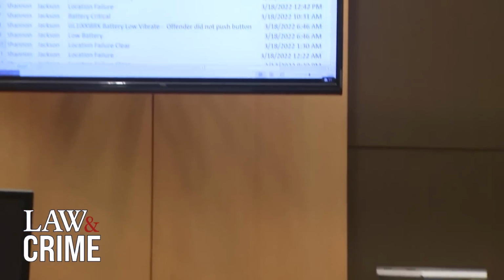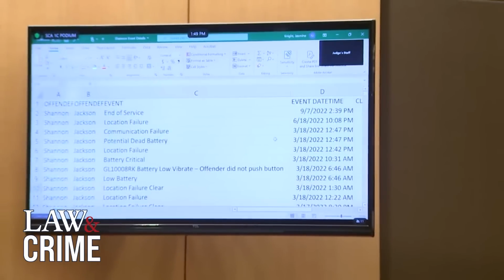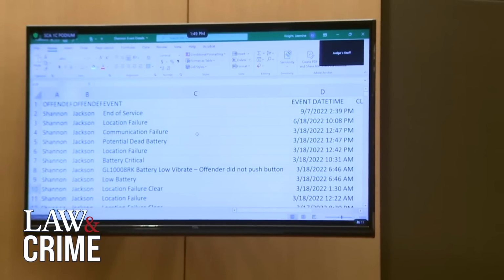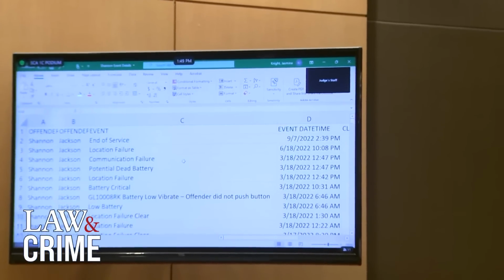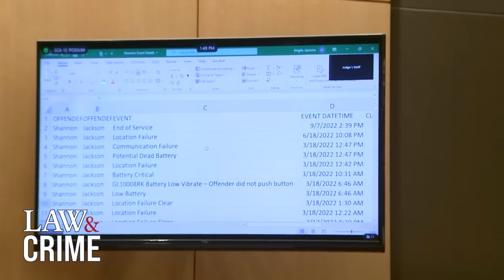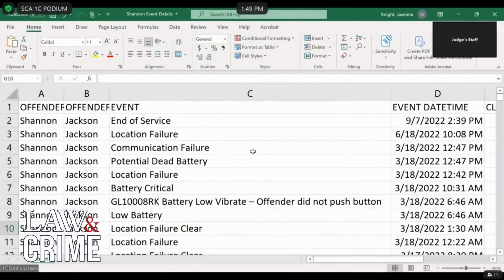Can you tell the jury what the columns and data this has? So the first two columns are the person wearing the device's first and last name. The third column, column C, the events. That is any events that are logged by the device, including when the service was complete, anytime the location failed or communication failure occurred, typically due to a dead battery.